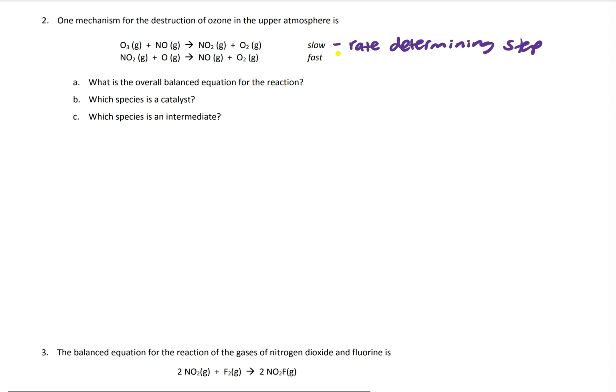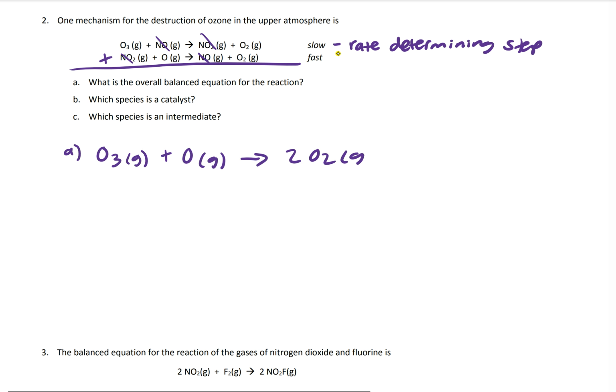Part A here, write the overall balance equation. So we're going to add together these 2 steps. Cross out anything that appears on both sides of the arrow. So we're going to cross out NO2s, NOs, and rewrite anything that is left over. Okay, there's my overall equation.